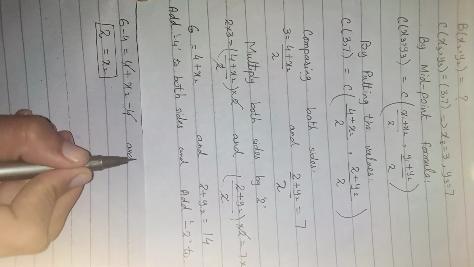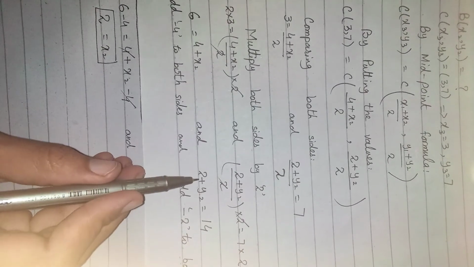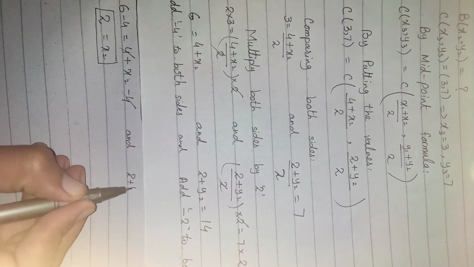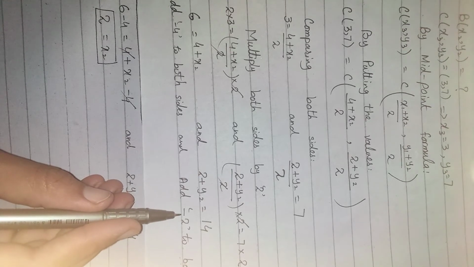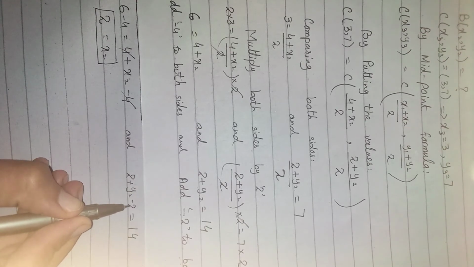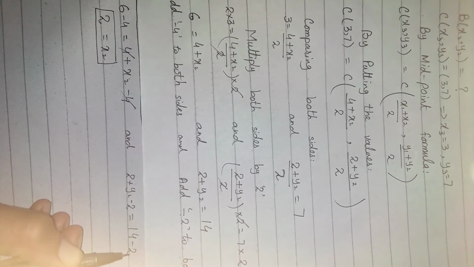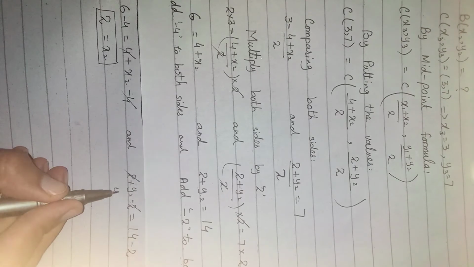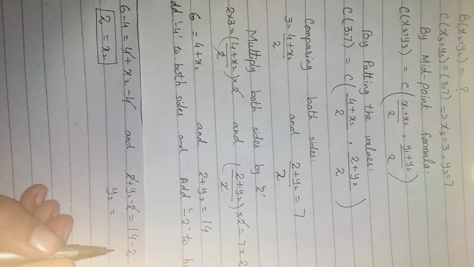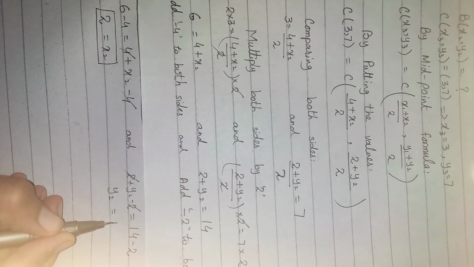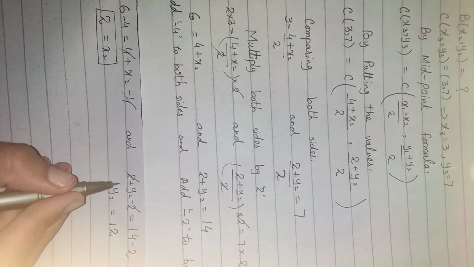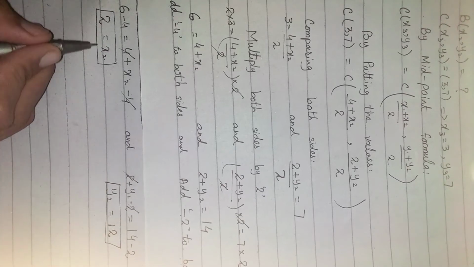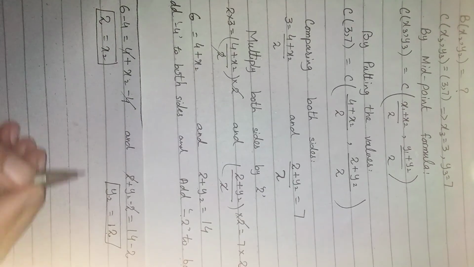And on the other side, as there is 2 + y2 is equal to 14, by this statement we will add -2 to both sides. So 2 and -2 will cancel. We get y2 is equal to 14 minus 2. The 14 minus 2 gives us 12. Hence, the value of x2 is 2 and the value of y2 is 12.